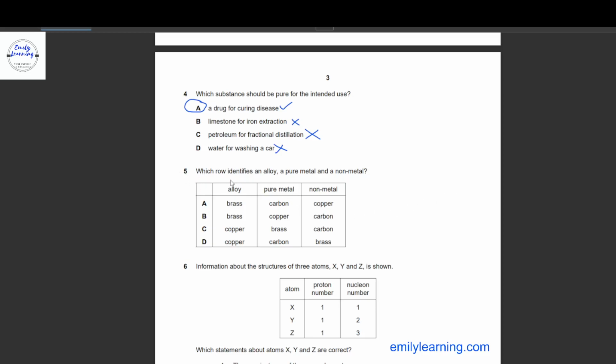Moving on to question 5, which row identifies an alloy, a pure metal, and a non-metal? Brass is an alloy, so we have either A or B. Copper is a pure metal.